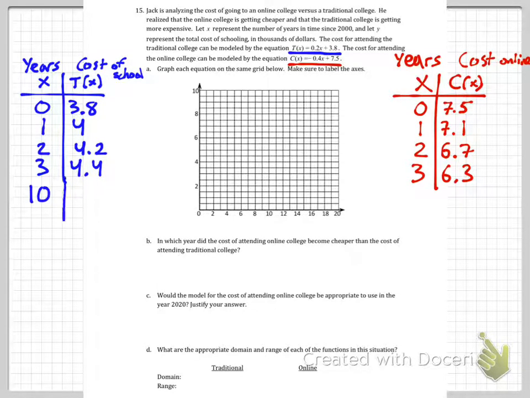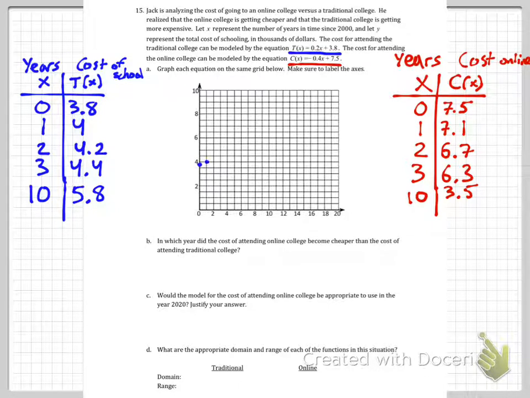So, one last thing I'm going to do is go ahead and skip a few and go all the way to x equals 10, because that's going to help me graph it more accurately. So when you plug in 10 into the blue equation, T of X, you get 5.8. When you plug in 10 into the red equation, you get 3.5, and you'll see why we do that in a moment. All right, let's plot the points.